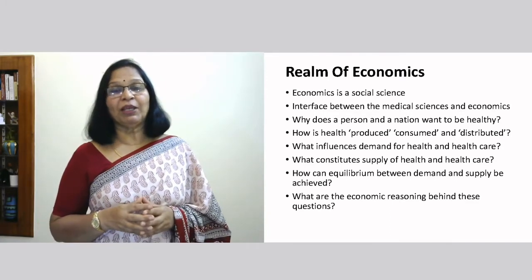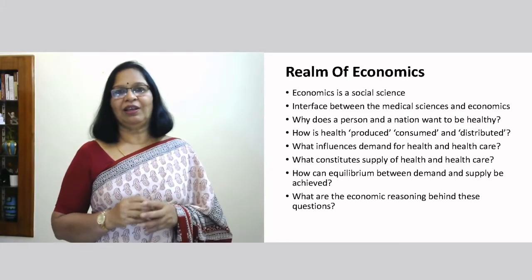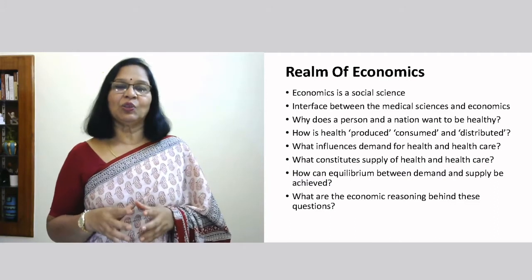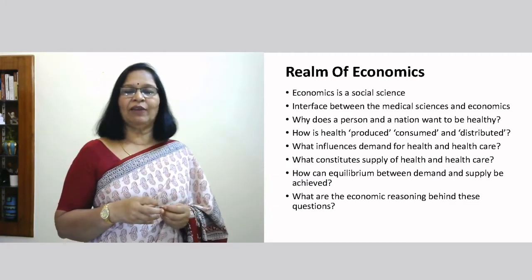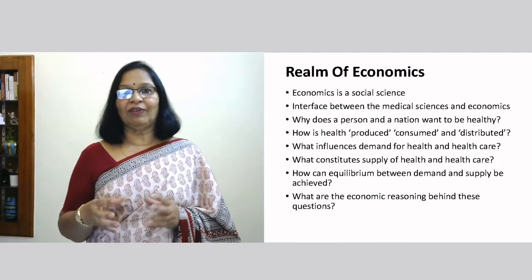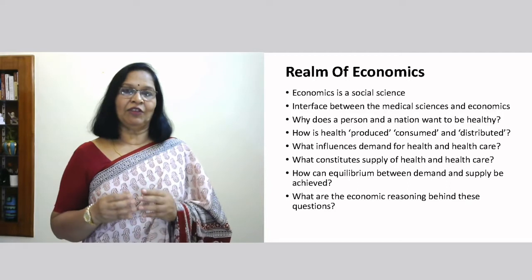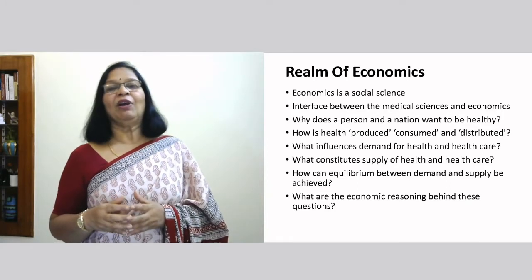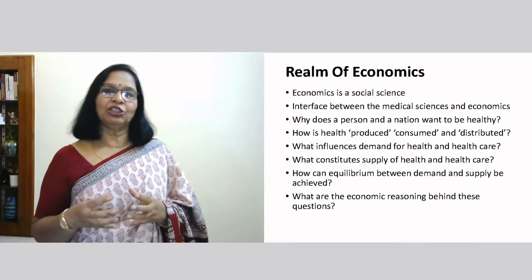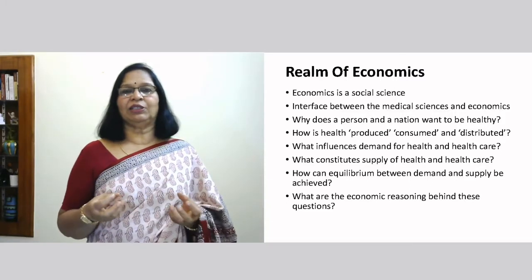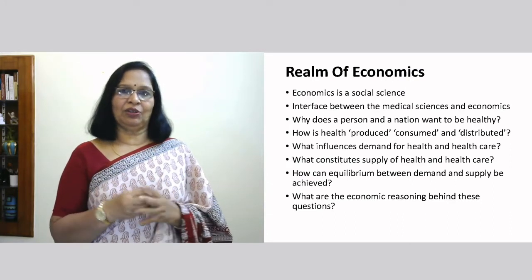Now, that cannot be done because we have scarcity of resources. It means that the resources that we have at our disposal, either at the individual level or at the national level, are limited. We do not have unlimited resources. But if you look at the wants that we have, they are unlimited. So we need to make a choice. How can we adjust these unlimited wants to these limited resources?